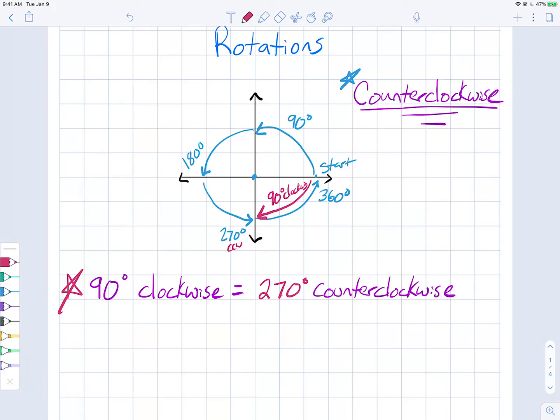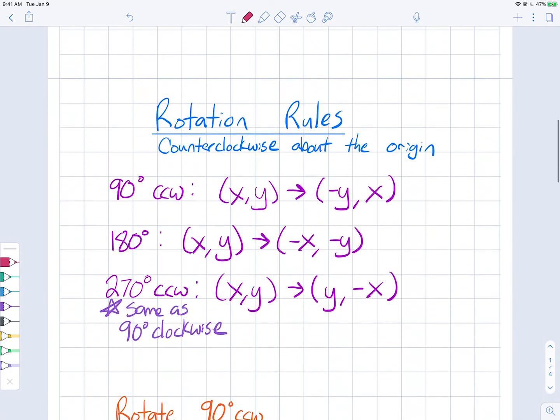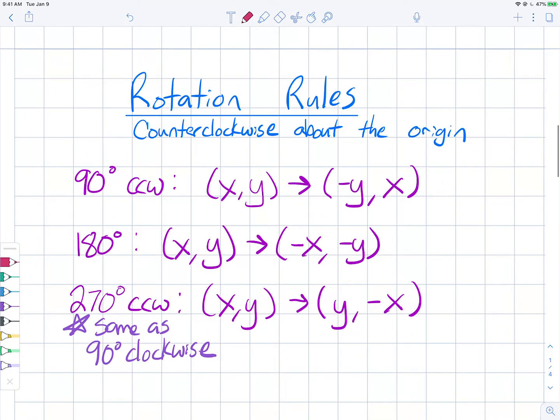If we were in school, I would be having you practice this using patty paper and literally turning a piece of paper to get things to work. So we're unfortunately not in school, so we're just going to go straight to the rules. So here are the rules. Super important. If you need to, pause it right now and write these down. I abbreviated counterclockwise as CCW because who wants to write counterclockwise a million times? And all of these rules are if you're going about the origin, which means the origin is your center of rotation. So this is your center of rotation.